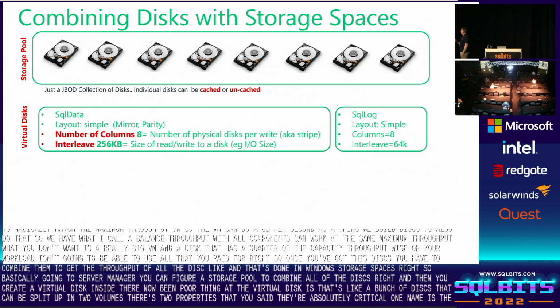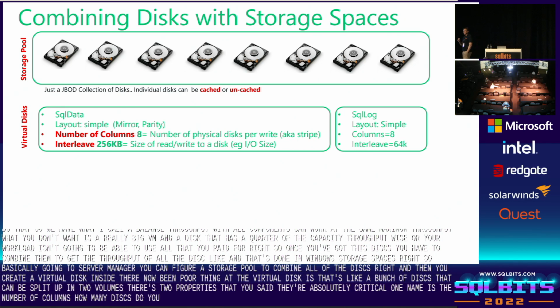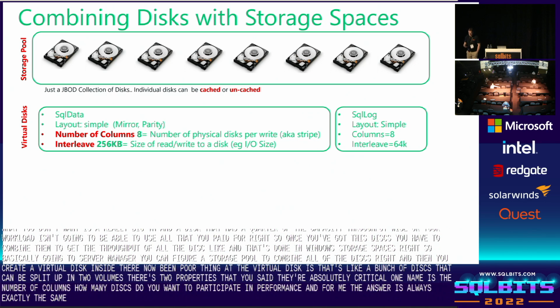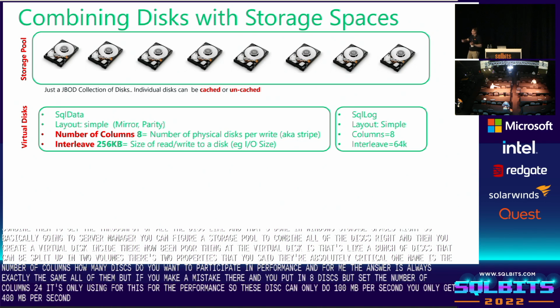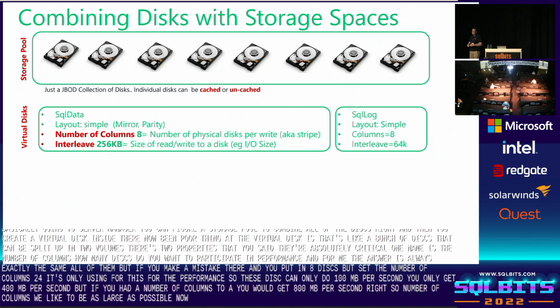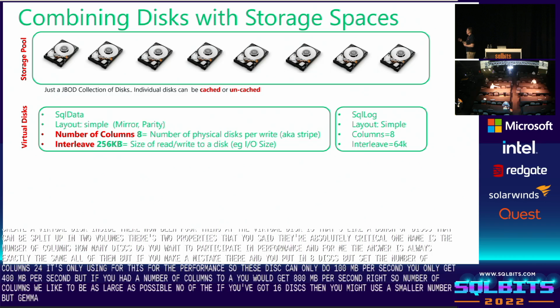One of them is the number of columns. How many disks do you want to participate in performance? And for me, the answer is always exactly the same. All of them, right? But if you make a mistake there and you put in 8 disks but set the number of columns to 4, it's only using 4 of the disks for the performance. So if each disk can only do 100 megabytes per second, you'll only get 400 megabytes per second. But if you had a number of columns of 8, you would get 800 megabytes per second, right? So number of columns, we like to be as large as possible. Now, obviously, if you've got 16 disks, then you might use a smaller number. But generally, we use as high as we can go.